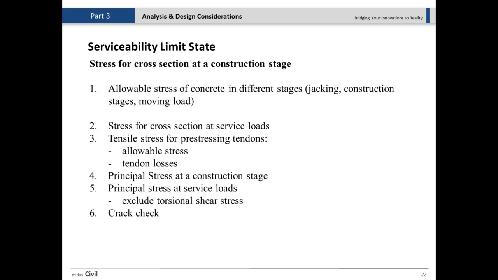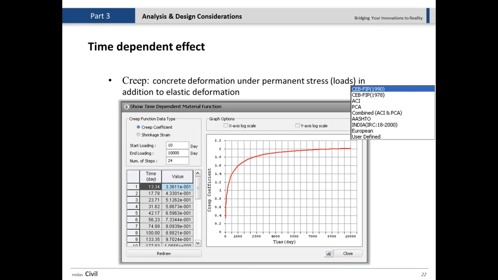We have to check the stresses for cross-sectional service load, and the tensile stress for the prestressing tendon should also be checked, both for the allowable stress and tendon losses. About the tendon losses, I talked about the time-dependent properties, and when we have post-tensioning, definitely the friction losses, and all those will be discussed. And also we have to do the crack check based on the equations that the code provides. If you follow the spline model, those will be checked for you in Midas Civil, and definitely we have to do that.